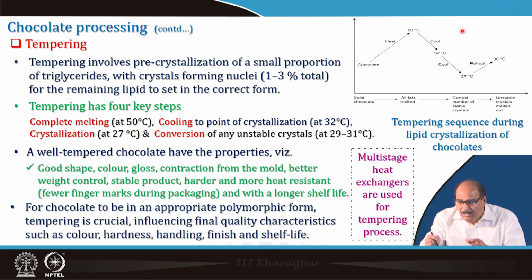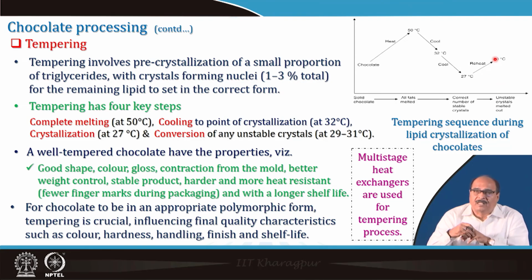So, here in the figure, the tempering sequence during lipid crystallization of chocolate is shown: the solid chocolate, then at a temperature of 50, all fats melted, then you get the correct number of stable crystals at around 27 degrees Celsius, and finally the temperature is raised a little bit, and any unstable crystals are melted out.